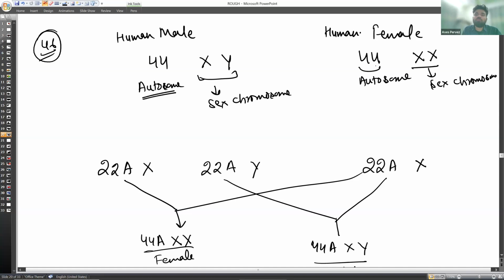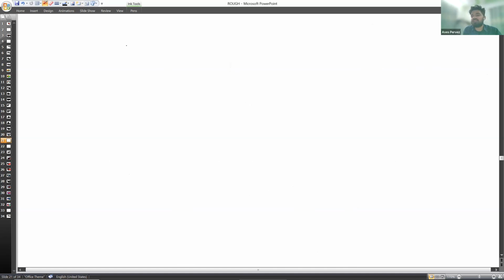In the human female, we have 44 autosomes and XX as sex chromosomes. All the cells are diploid except the gametes. So when we have 46 chromosomes, the gametes are going to have 23. Out of this 23, we have 22 autosomes, and one is the sex chromosome in human males.